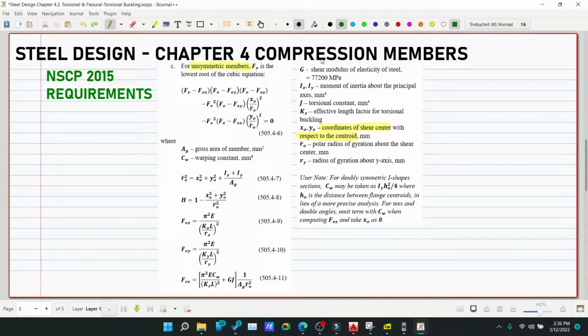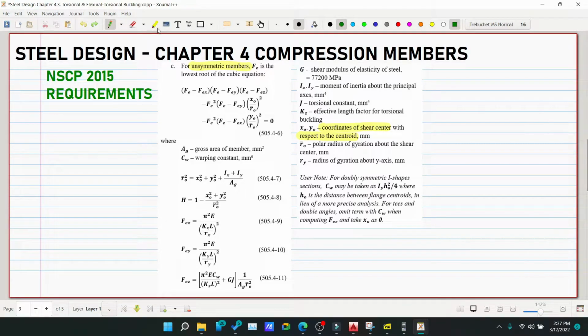Okay? And of course, Ix and Iy is the moment of inertia about the principal axis. J is the torsional constant, millimeter to the fourth. Kz is the effective length factor for torsional buckling. Okay? And Ry is the radius of gyration about y-axis, millimeter.